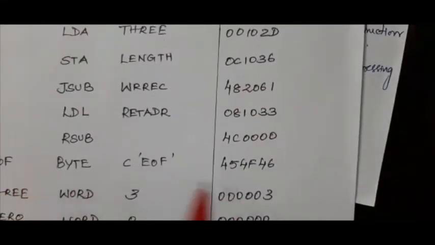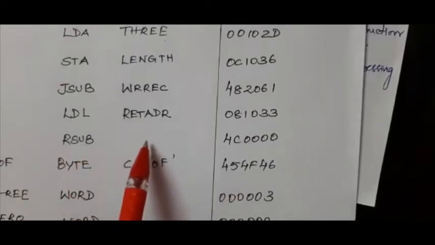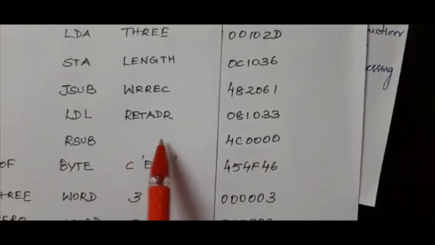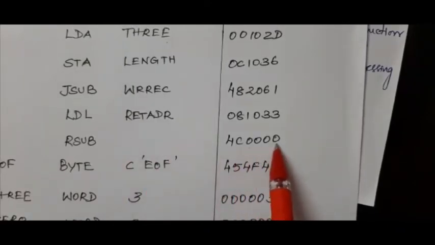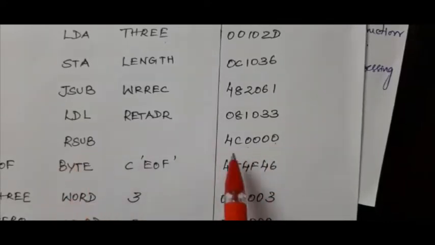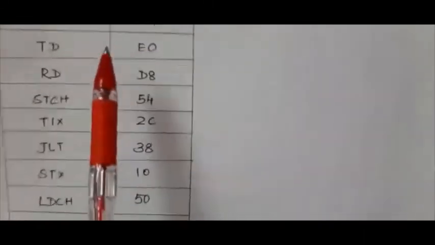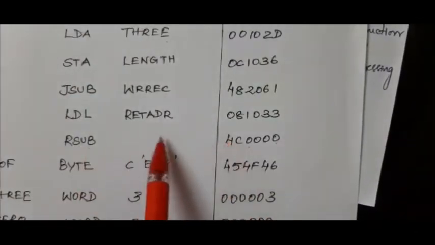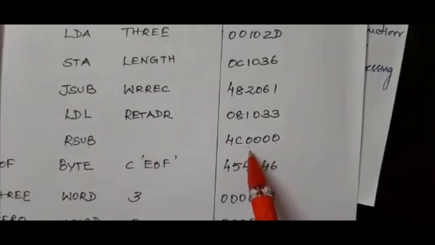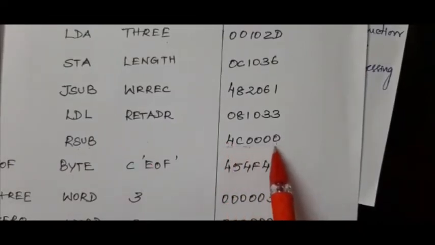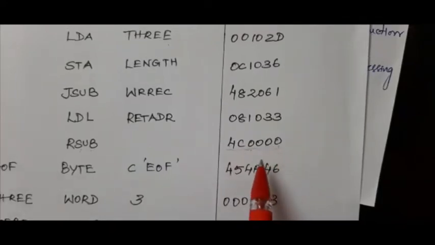For this, a label is not specified here. So what we do, if there is no label, you can simply put zeros. Okay, and 4C is nothing but what? RSUB's mnemonic code. See, in the mnemonic table, for RSUB the value is 4C. So RSUB 4C. There is no label, so we replaced it with 00. It occupies 6 spaces. Okay. Am I clear to you?